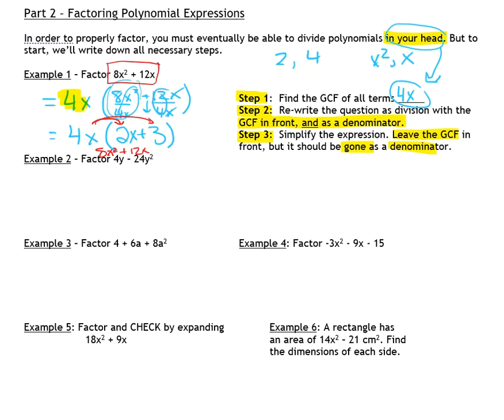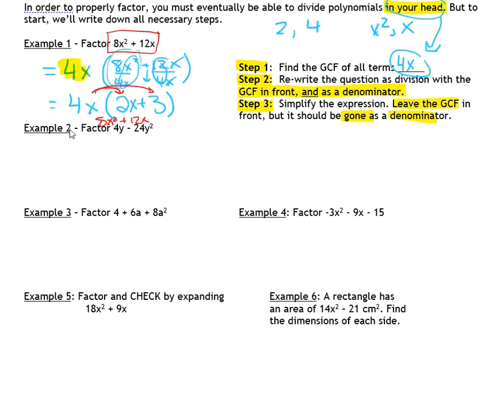Okay, example 2. Factor 4y minus 24y squared. So we're going to follow our steps. Step 1 is write down the greatest common factor of all terms. What is the greatest common factor? Let's look at the numbers first. We've got a 4 and a 24. Don't worry about the minus sign. The greatest common factor there is going to be a 4.